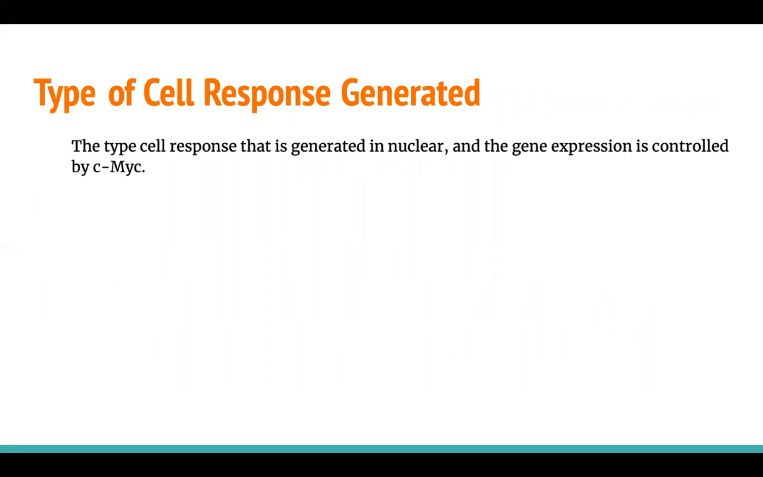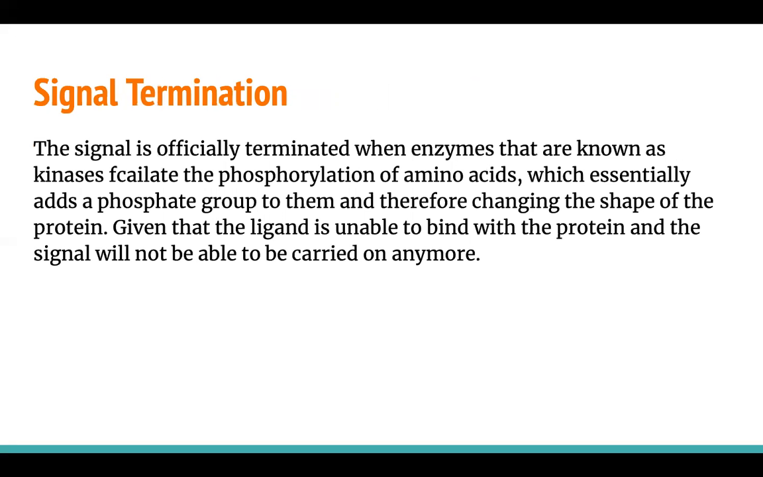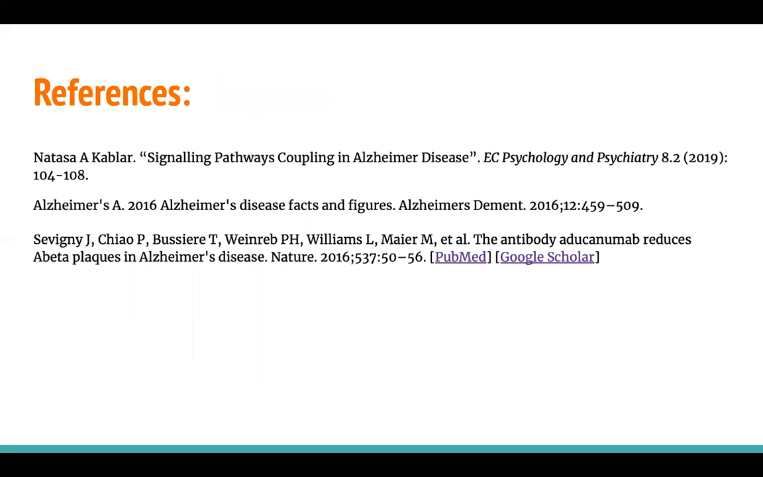The type of cell response that's generated is nuclear, and the gene expression is controlled by c-MYC. The signal termination: the signal is officially terminated when enzymes known as kinases facilitate the phosphorylation of amino acids, which essentially adds a phosphate group to them and therefore changes the shape of the protein. Given that, the ligand is unable to bind with the protein and the signal will not be able to be carried on anymore. The following are my references.